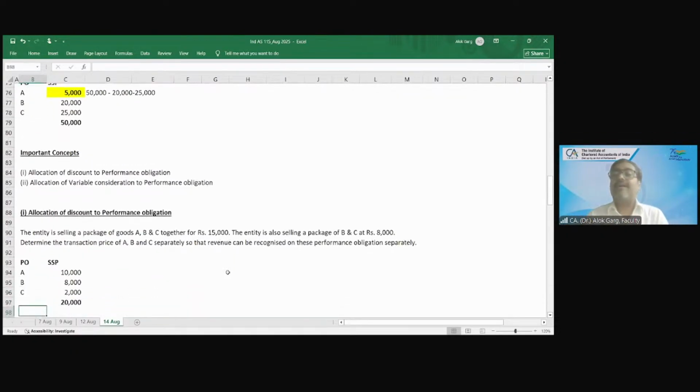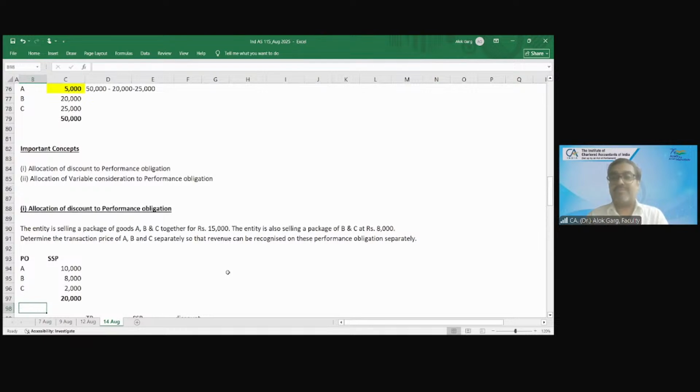Now we understood this entire concept, so now I will insert more thrill into this allocation. There are two highly important concepts. If the question is complex, and if the question is for 10 or more marks, then the complexity will be involved in the allocation of transaction price.